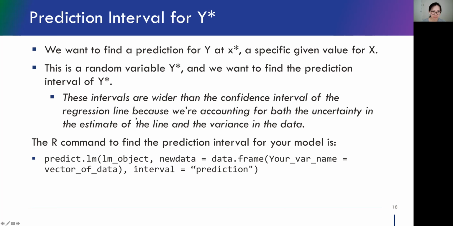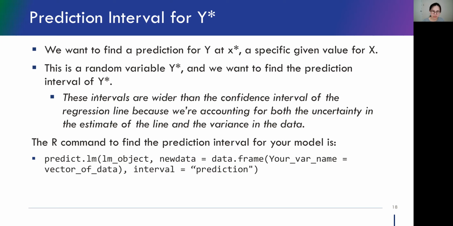So next, we want to get the prediction for predicted value y star. We want to find a prediction for y at x star. Oh, sorry. Did I say y hat? I mean y star. We want to find a prediction for y at x star. So that's what we call y star. And again, this x star is a specific given value for x. And this is a random variable y star, and we want to find the prediction interval for this y star.